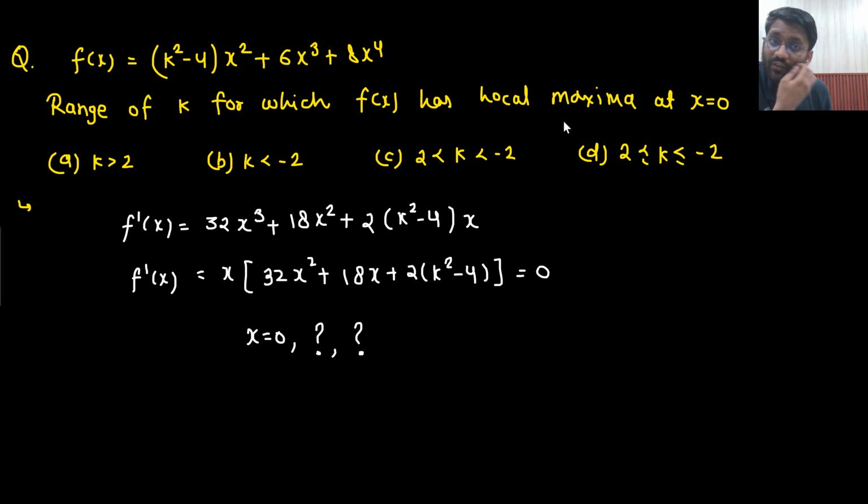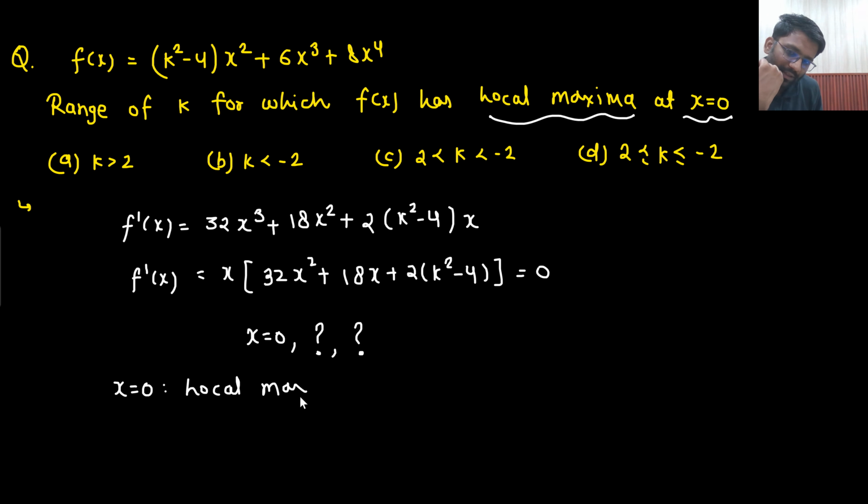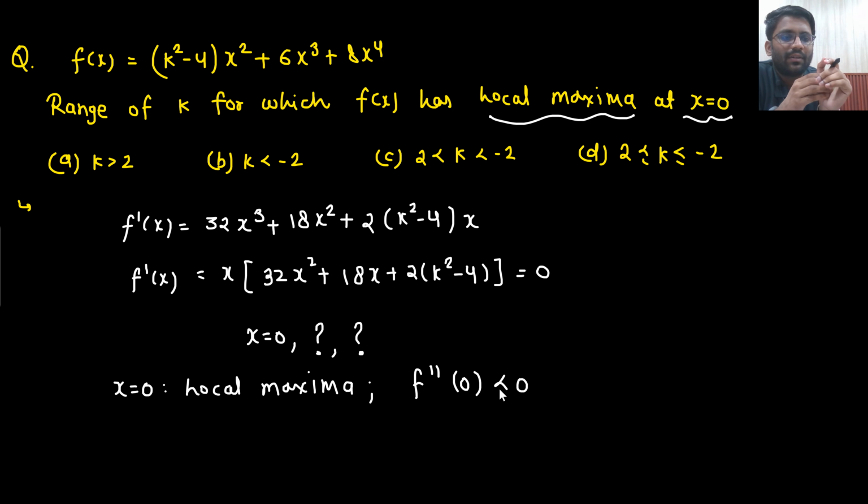What are they saying? Find out the range of k for which it has local maxima at x equals 0. So if there is local maxima at x equals 0, then what do you know? You know that f double dash 0 will be less than 0. Say yes or no. For local maxima, this was the condition. I hope you remember.